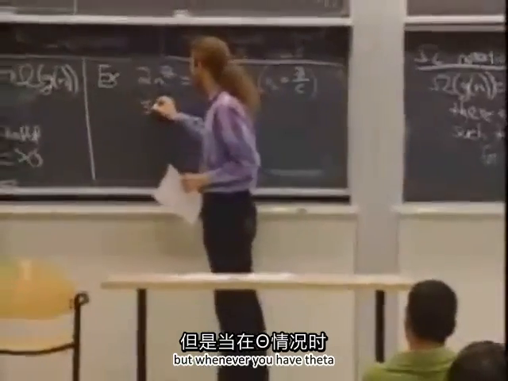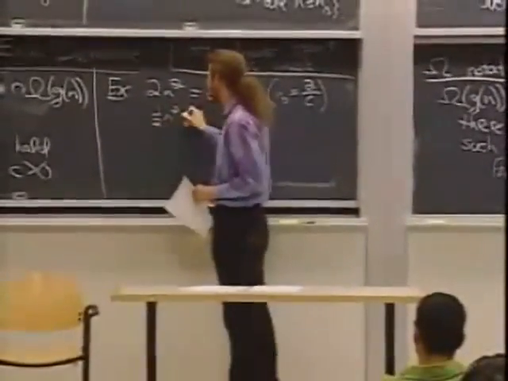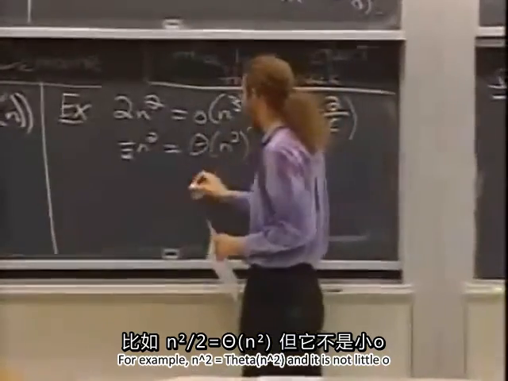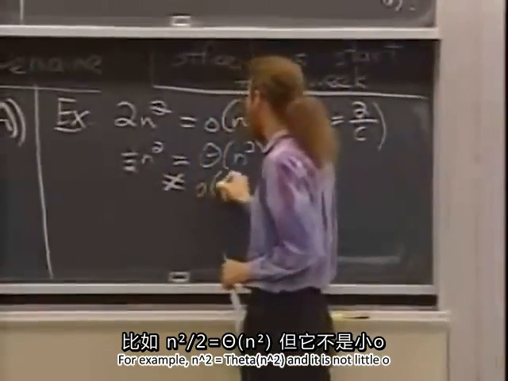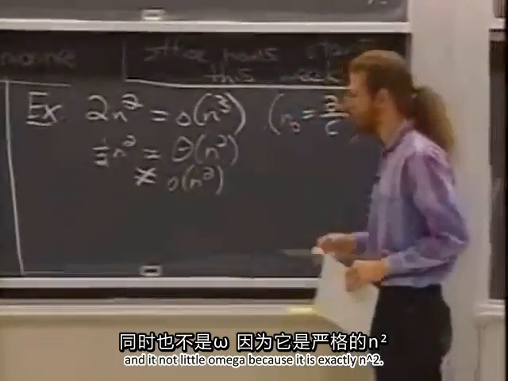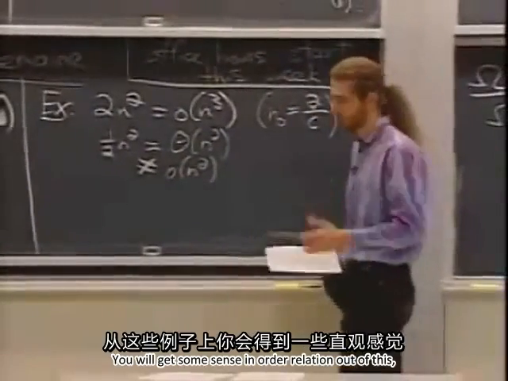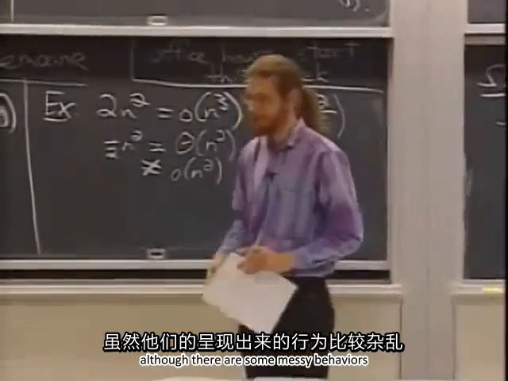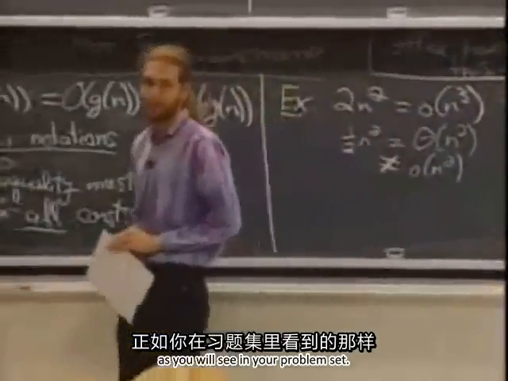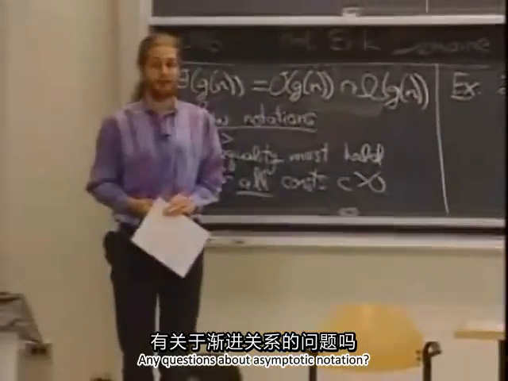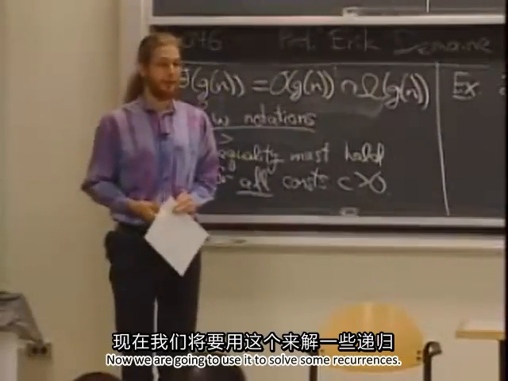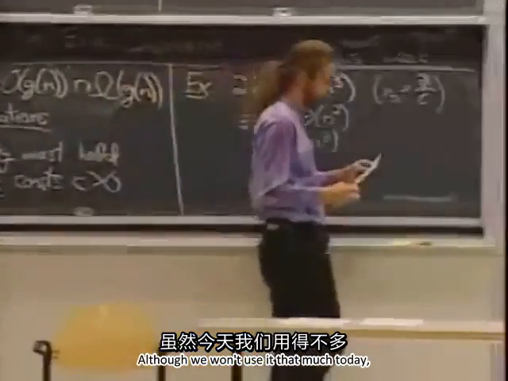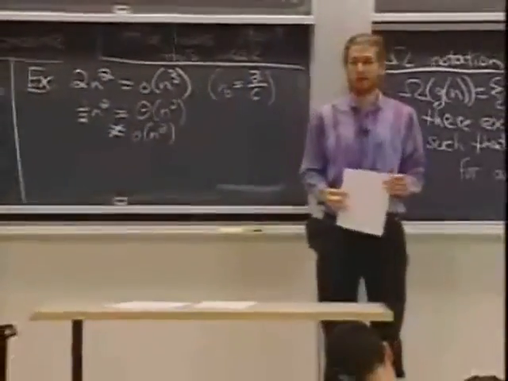Whenever you have theta, you do not have either of these relations. So for example, 1/2 n squared is theta of n squared, and it's not little o of n squared. And it's not little omega of n squared because it's exactly n squared. You get, in some sense, an order relation out of this, although there are some messy behaviors, as you'll see in your problem set. So any questions about asymptotic notation? That is the quick rundown. Now we're going to use it to solve some recurrences. Although we won't use it that much today, we'll use it a lot more on Wednesday.